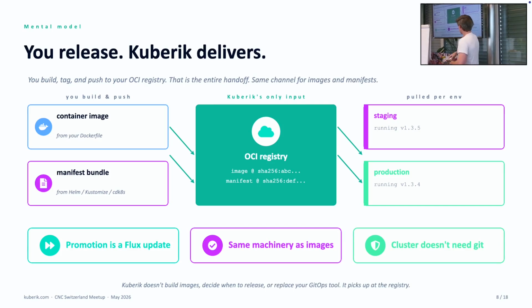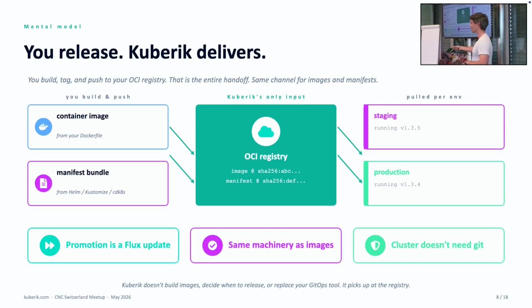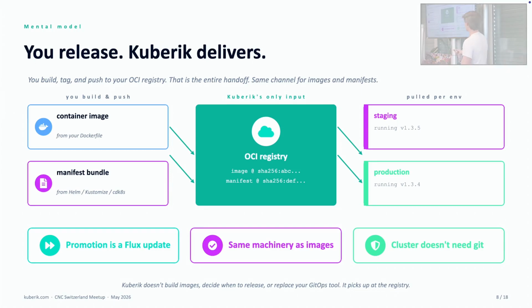So for promotion, Kuberik just updates Flux CD, which some of you might already have. It says deploy this version instead of just deploy from latest. And the cluster doesn't need Git. One thing that always bothered me about Flux and similar tools is that you have to clone your entire repository, which seems quite awkward.